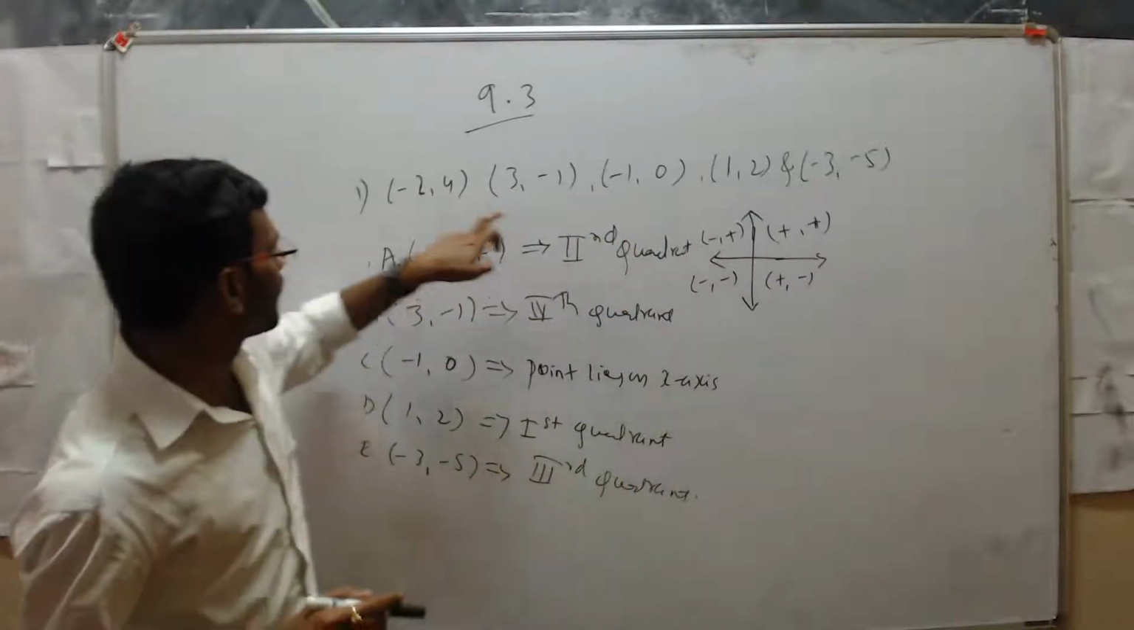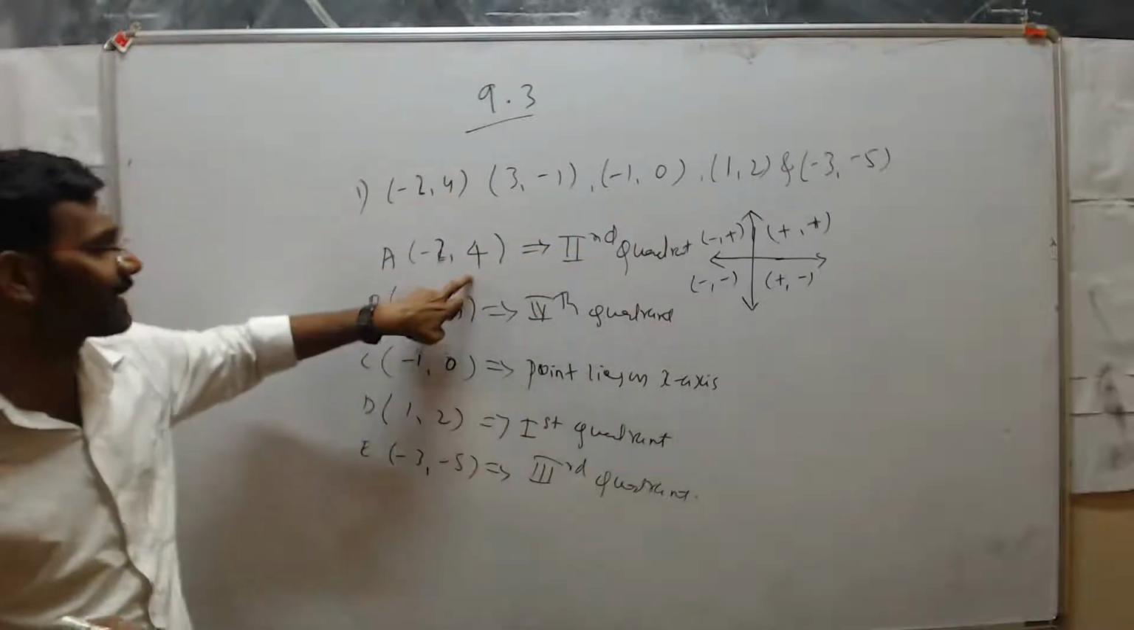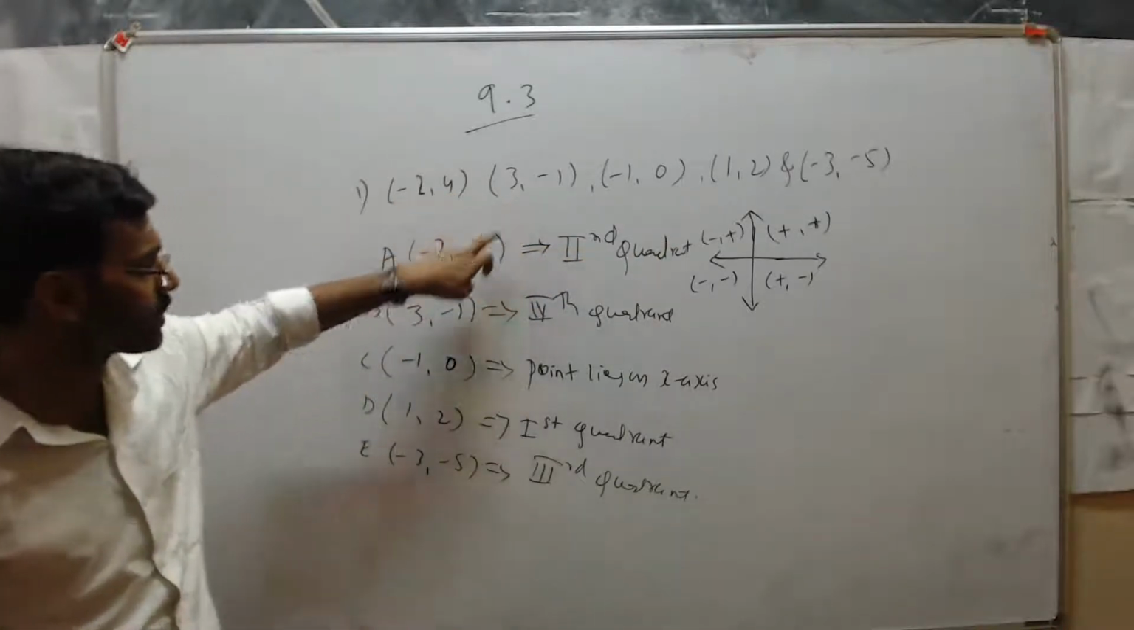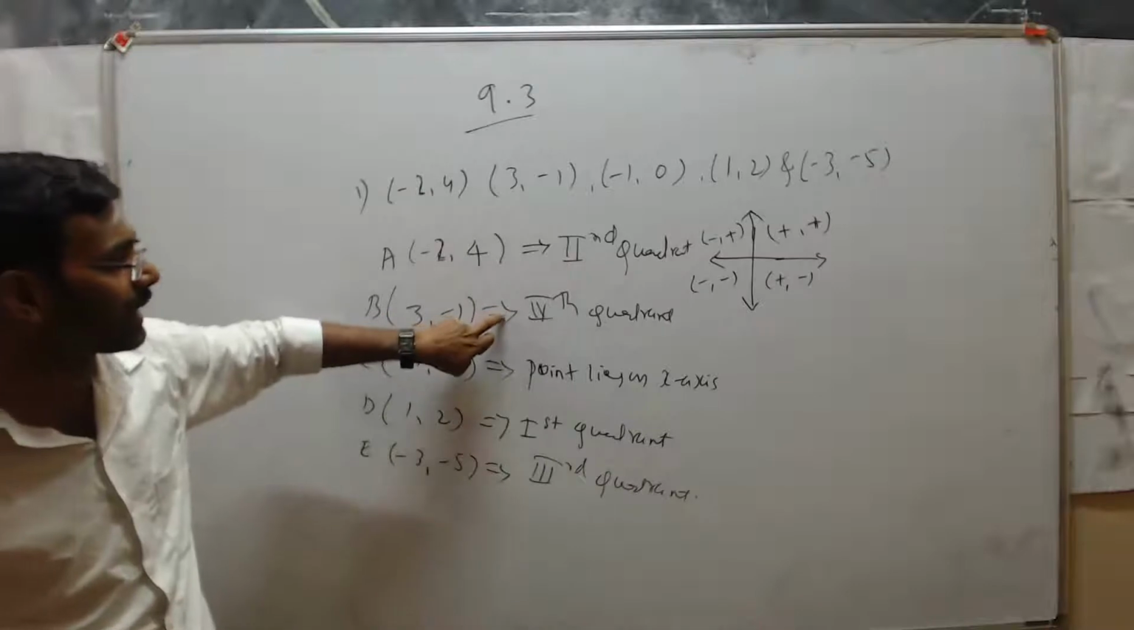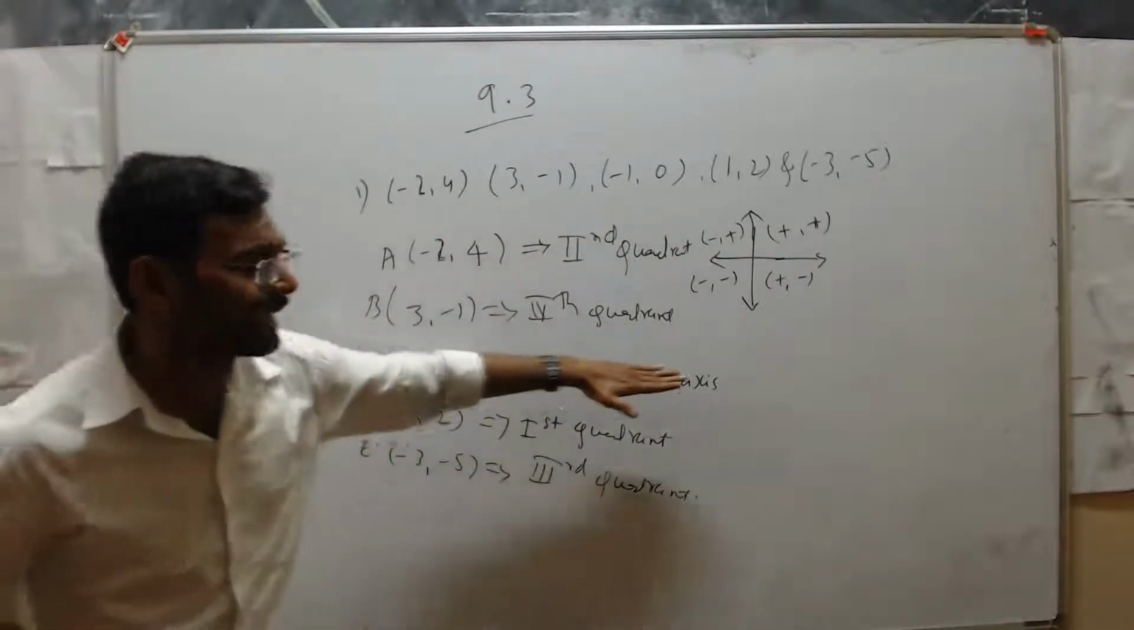Now here, minus plus: x axis value minus, y axis plus, means minus plus. Which quadrant? Second quadrant. Plus minus, which quadrant? Fourth quadrant. Then -1, 0: x value minus, y value 0, means the point lies on the x axis.